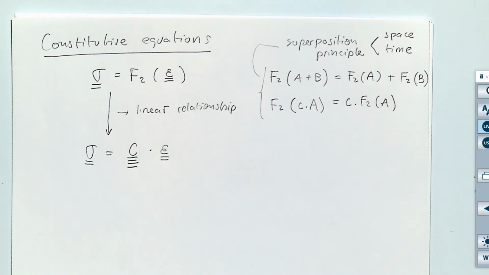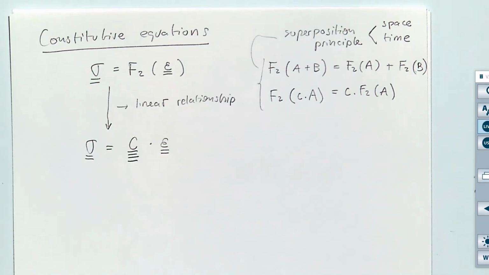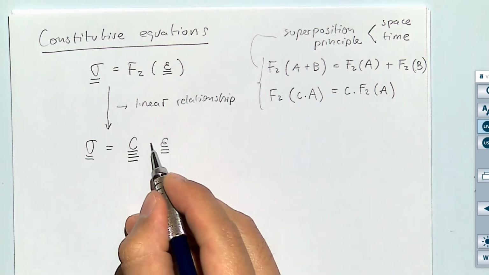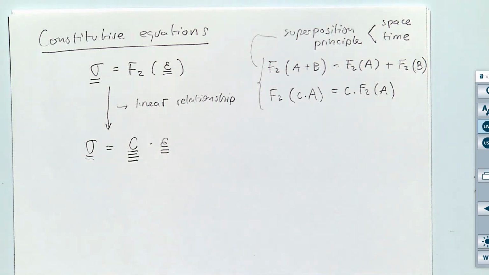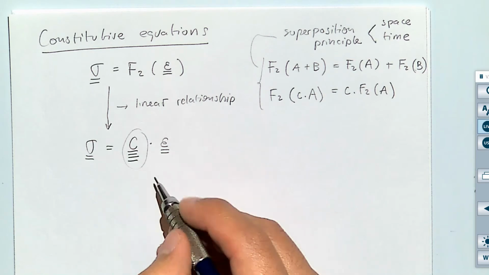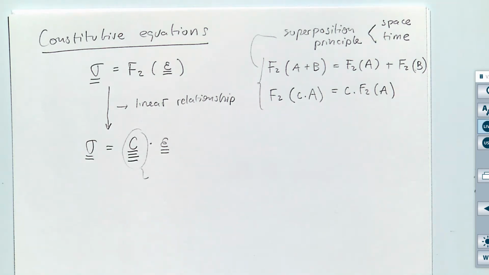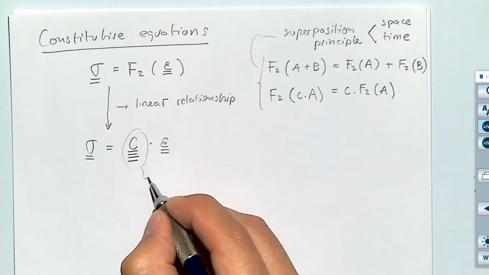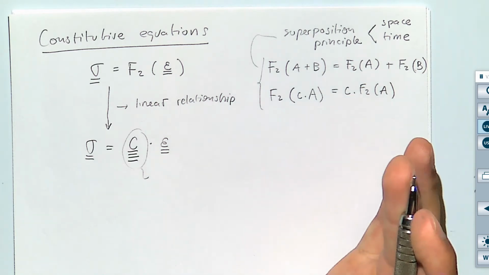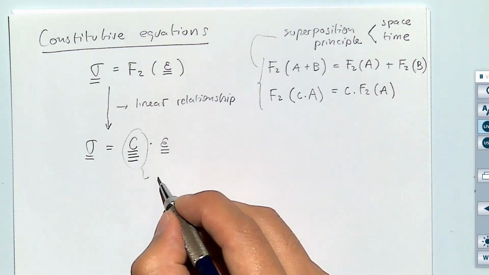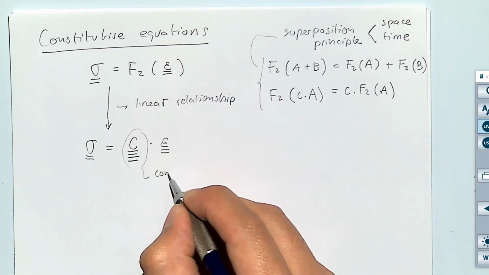You have a question, Bethany? Yeah, is that a multiplication sign or a dot? This is a matrix multiplication. And this new coefficient is going to be a matrix. We're going to see how it looks, but it's going to be a constant.